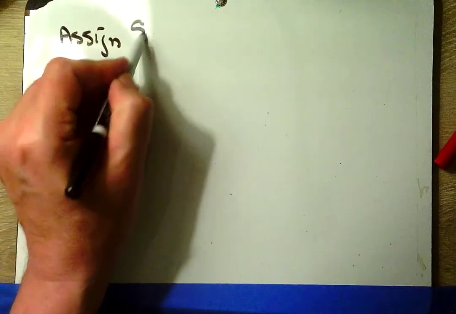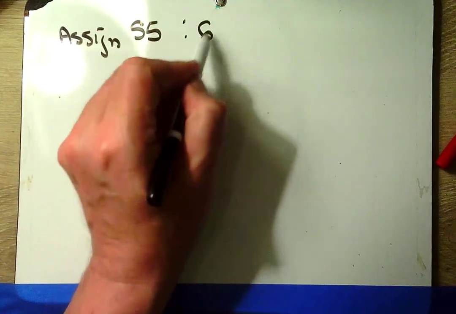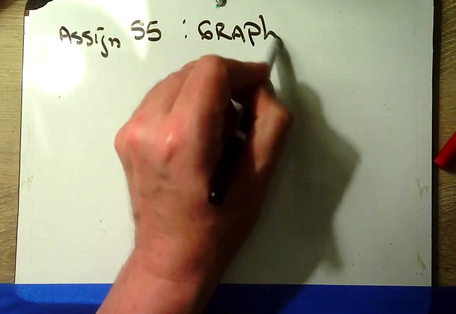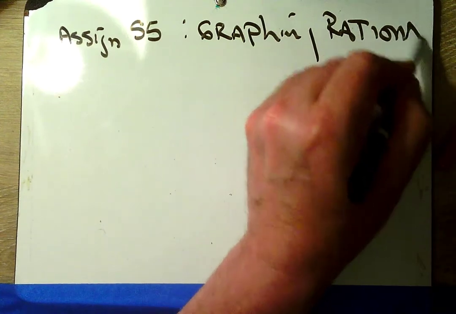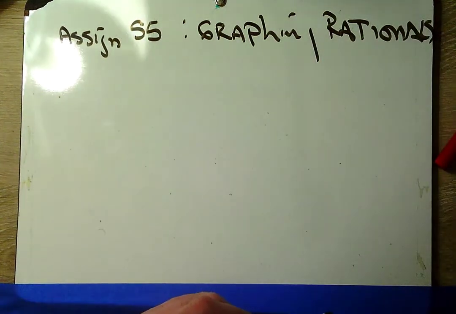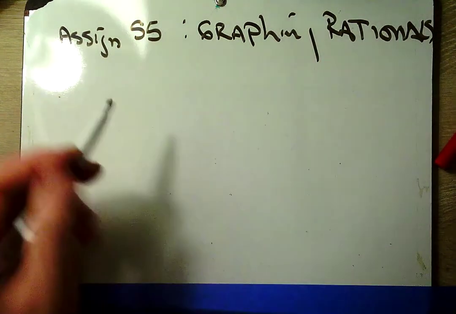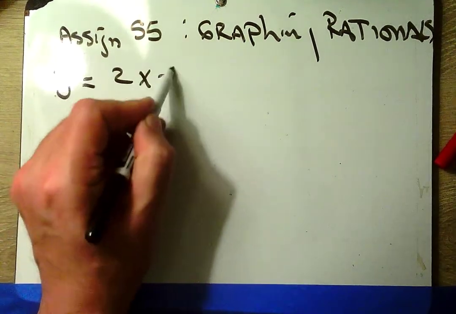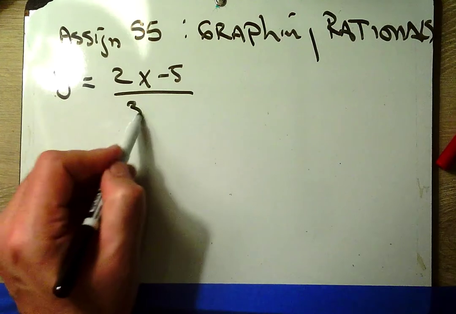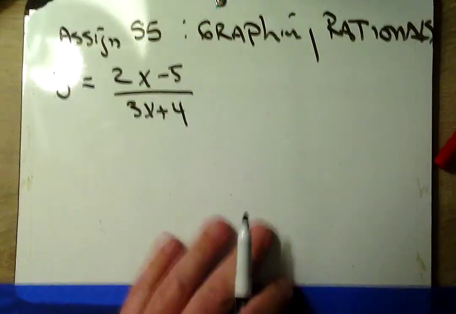Let's take a look at assignment 55, graphing rationals. Okay, assignment 55, so I'm looking at something like this. y equals (2x minus 5) over (3x plus 4).